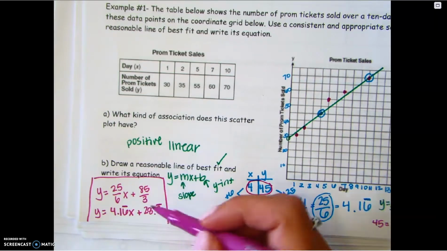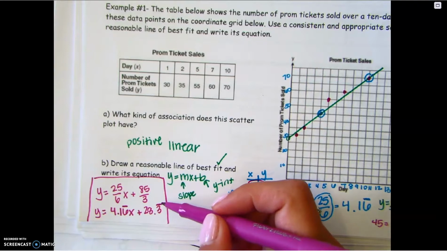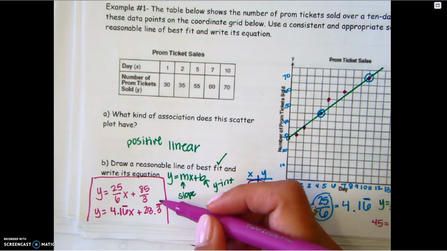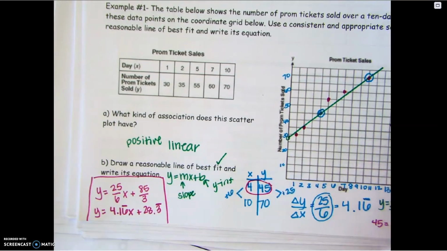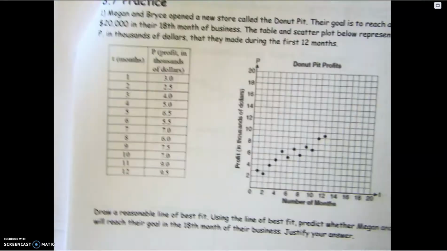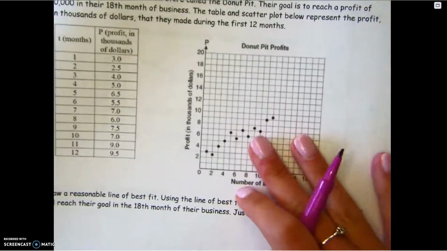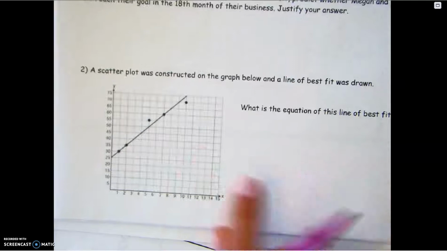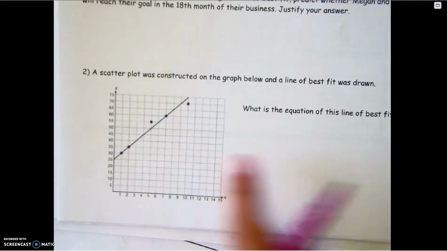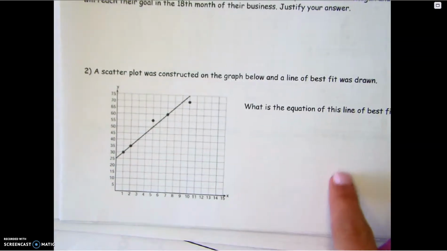Okay, so yours might be different than mine. It might be close to mine, but because it's an estimate and we made our own line of best fit, that's why it will be different. If you flip to the practice, that's all the notes. You're going to do what we just did in this example. But in this example, the line of best fit is already drawn for us, so our equations should be the exact same for that one.